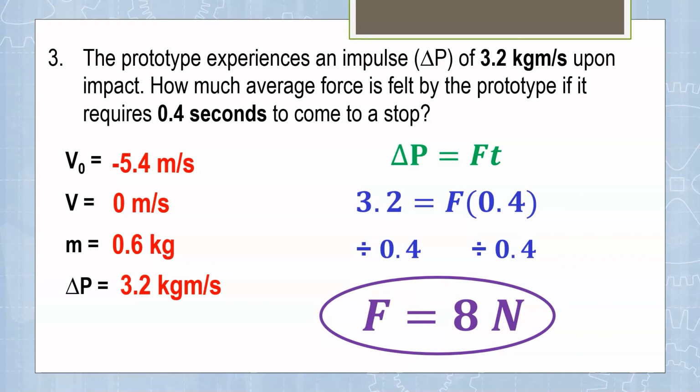So because it applied that 8 newtons over 0.4 seconds, we experienced the impulse we did. If we had increased that time, we would decrease the force. If we decrease the time, we would increase the force, increasing the likelihood that our egg doesn't survive the fall.